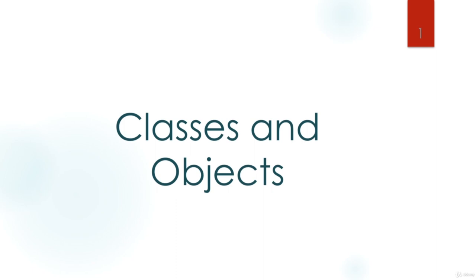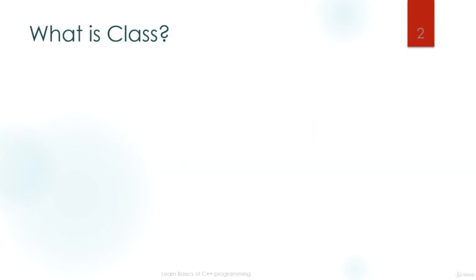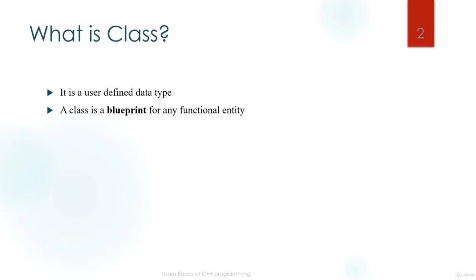In this lecture we will be seeing classes and objects. In that we are going to see what a class is, what objects are, and how to access the data members and the member functions. What is a class? It is a user-defined data type. A class is a blueprint for any functional entity which defines its properties and its functions. It encapsulates the information and behavior about an object.